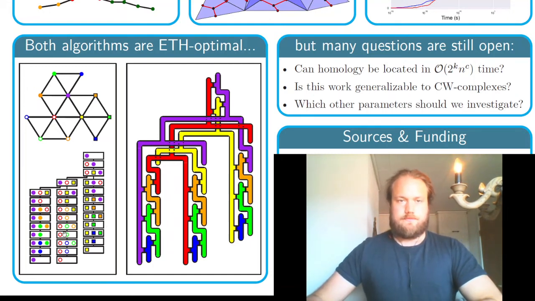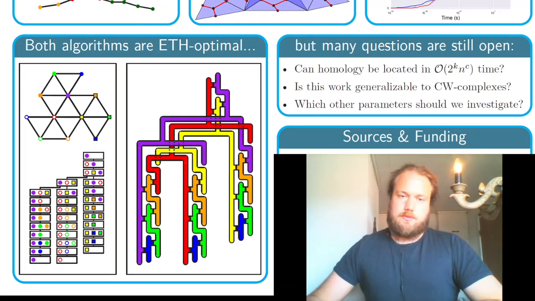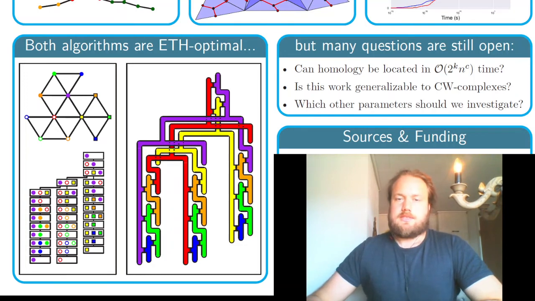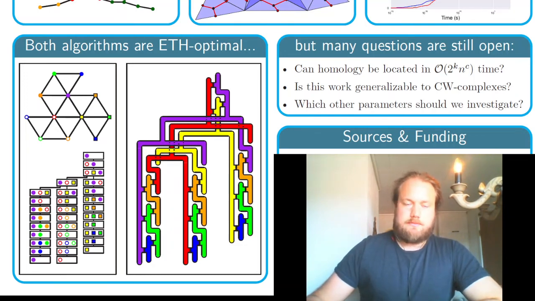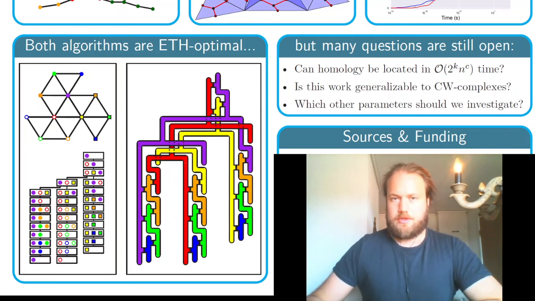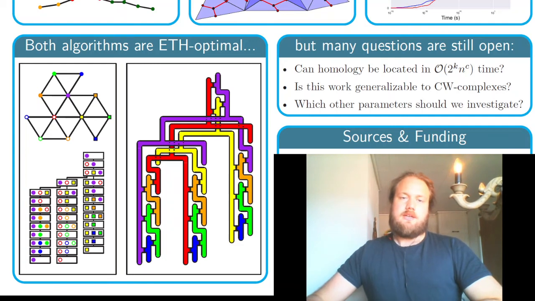Finally, I would like to say something about a few selected open questions. First, the ETH optimality result rules out algorithms that are strictly faster than 2 to the O of k times n, but it does not say how small we can make the base of the exponent. Currently, the best of our two algorithms runs in 4 to the k times n to the c time, and we have reason to believe that this base cannot be improved below 2.